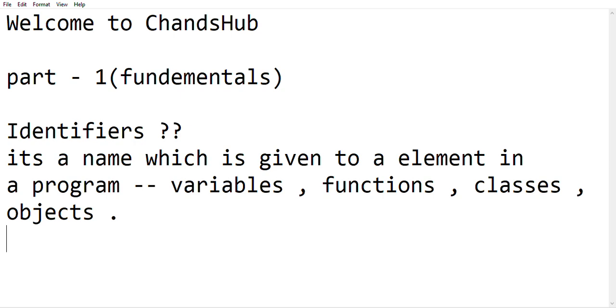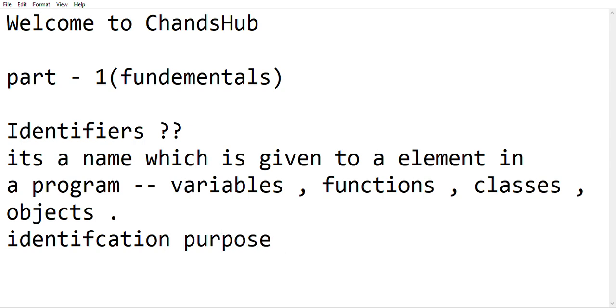It helps us for identification purposes. For example, you have a class of 50 students. Each of the students can be identified with their own name. So name is an identifier in a class. Without a name, you cannot identify someone, right? In the same way, without an identifier, you cannot identify an element in a program.